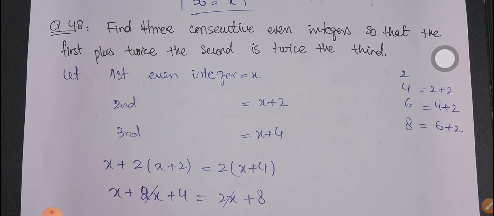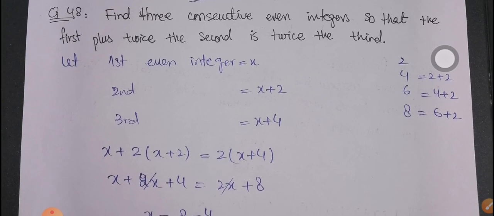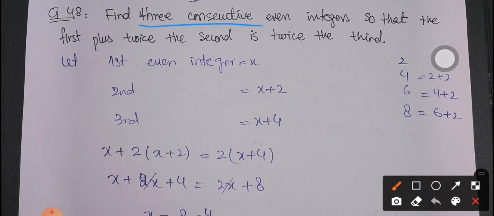Next, we have question number 48 from the exercise. Find three consecutive even integers so that first plus twice the second is twice the third. Then again, we have to find out the three consecutive even integers as we have done in the previous question, in which we had to find out the three consecutive odd integers.